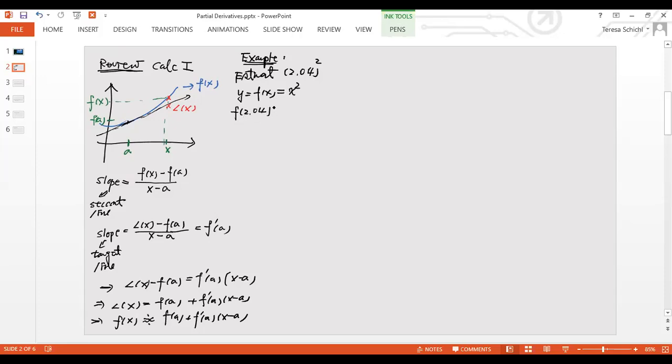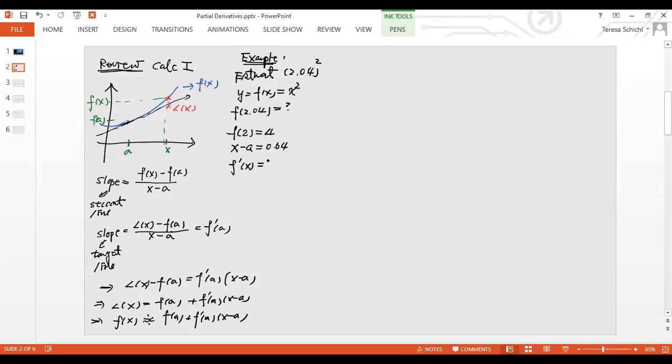We are trying to find it, so how do I use a line to estimate? It will be f of a, so I say a is 2, and f of a is 2 squared, which is 4. Then x minus a, what is x minus a? It is 2.04 minus 2, so it will be 0.04 here, right?